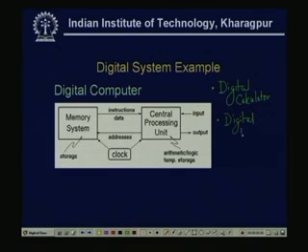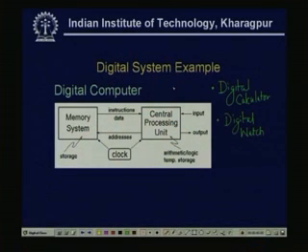Now, this class will mainly consider our digital computer as the digital system. If we learn all the parts, the way we have defined it, a system is a set of related components, and if the components are digital blocks, then we tell that this is a digital system. So, our digital computer is the example.